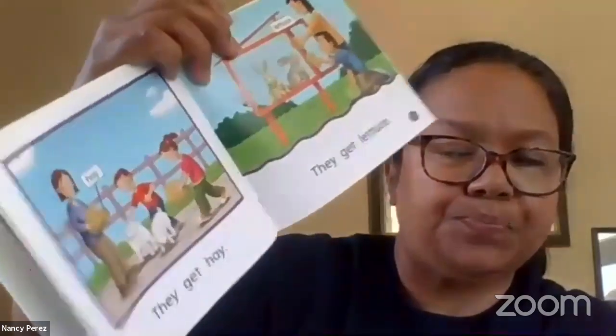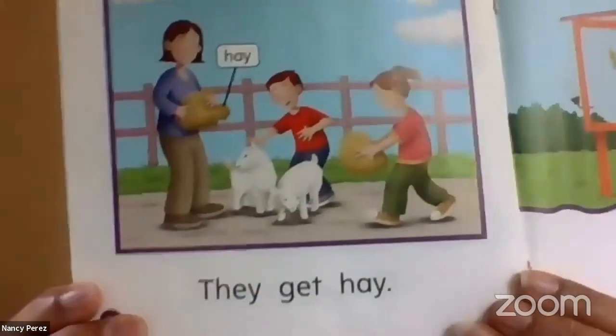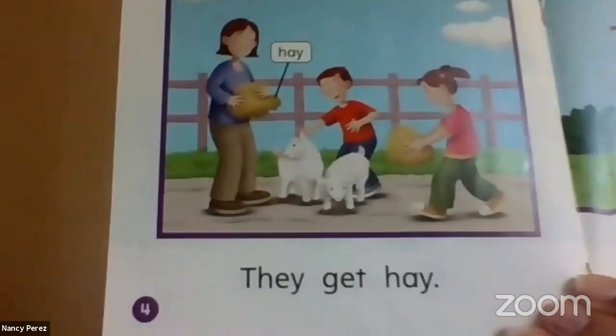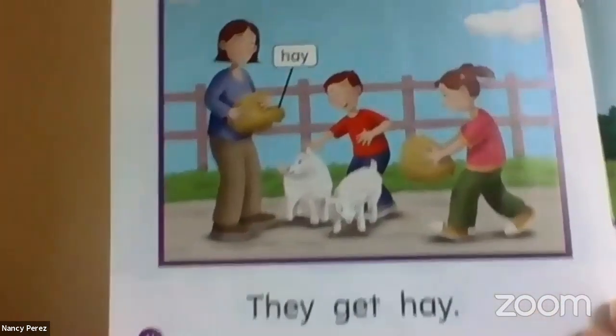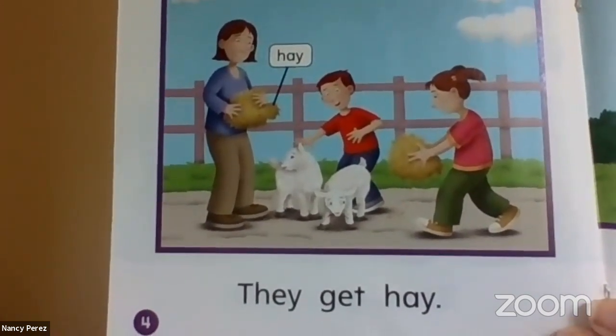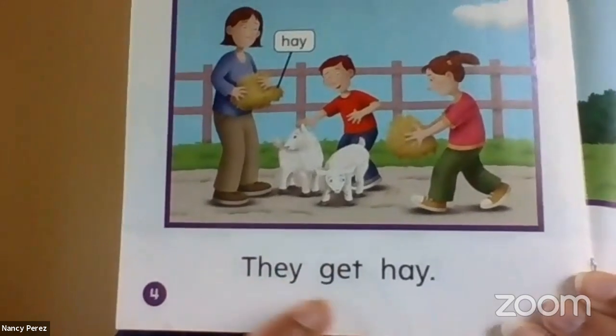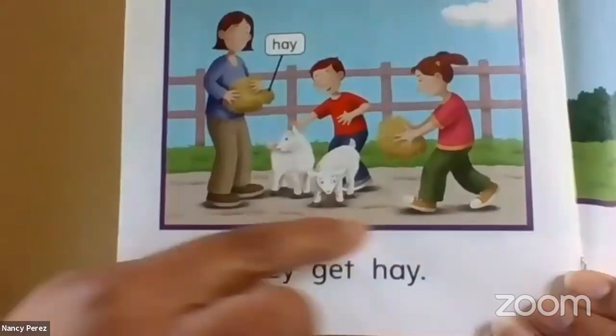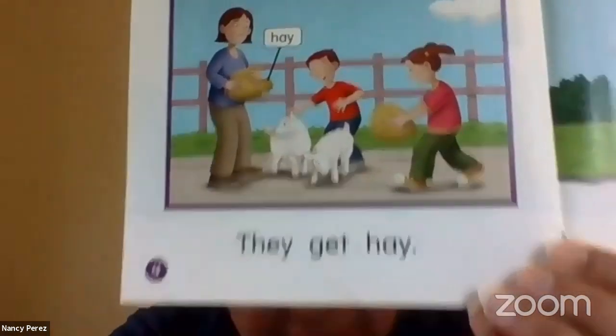Now, Mrs. Perez is going to go to see the goats. Okay, let's see what about the goats. Here are the goats. What adjectives can we use to describe the goats? All right, they both are white. What do they get? They get hay. Here's the hay. And where do they live? They live outside. So I can write those down in my Venn diagram.